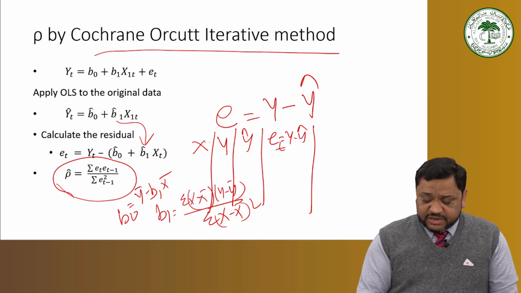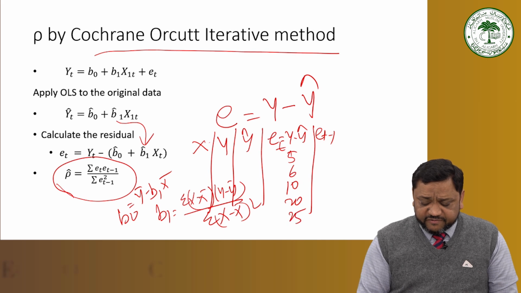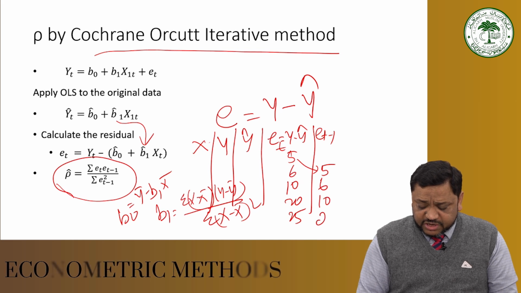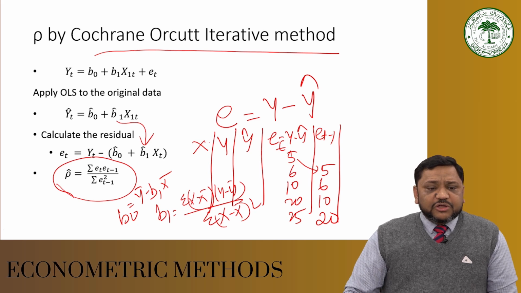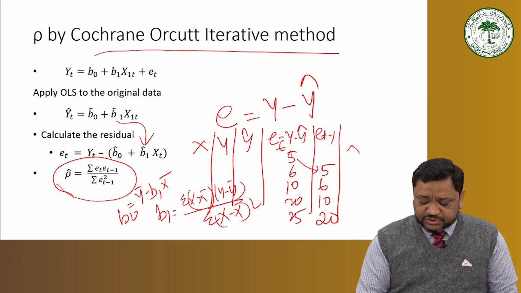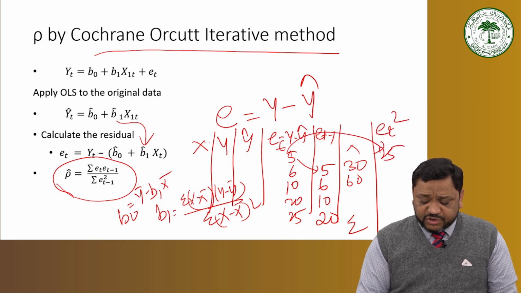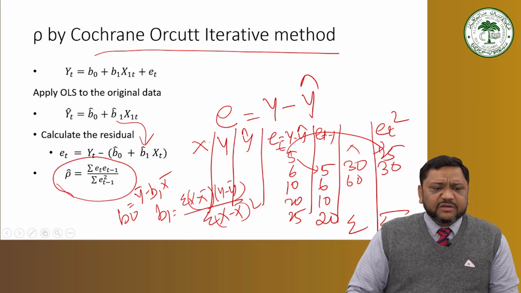Now this is your e_t, then you create a column of e_t minus 1. Suppose your e_t was 5, 6, 10, 20, 25. Then for e_t minus 1, this 5 you write at a one-period lag. This 6 comes over here, this 10 comes over here, this 20 comes. Likewise, you do the multiplication of these two terms, that is 30 and 60, and do the summation of it. Then it is also asking for e_t square, which is 5 into 5, 25, 6 into 6, 36, and you do the summation of it. So likewise, you get the value over here.